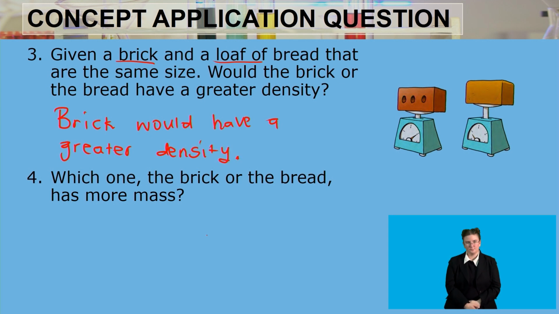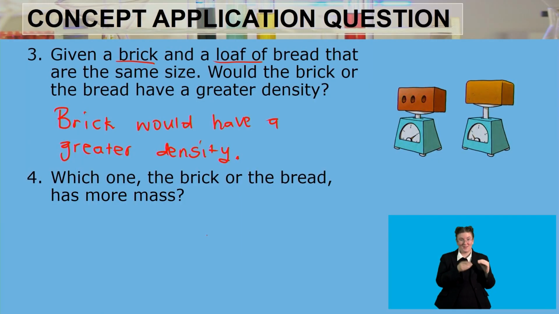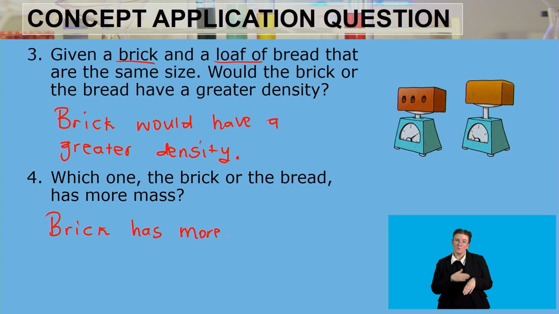There we go. Then question 4. Which one between the two, the brick or the loaf of bread, has more mass? Remember, if a substance has more mass, it will have a greater density. And if a substance has a greater density, it will have more mass. We just said that our brick will have a greater density, which translates to a greater mass, or more mass. So the brick has more mass.